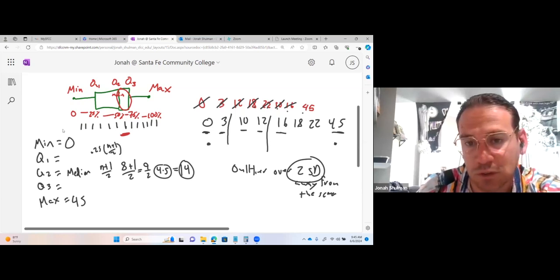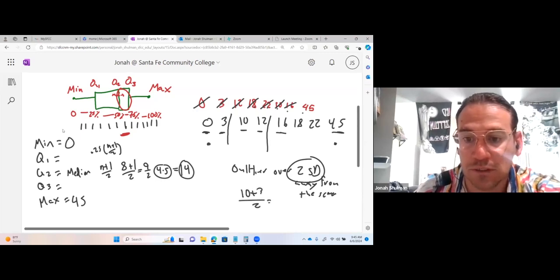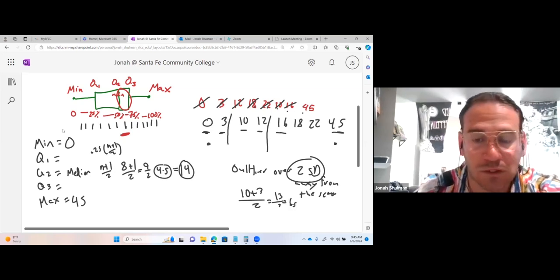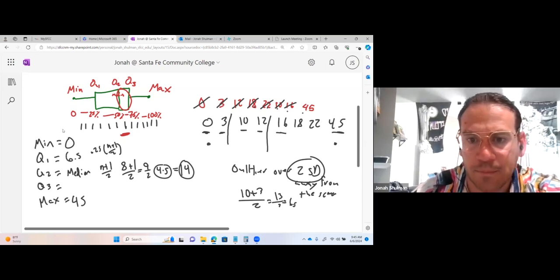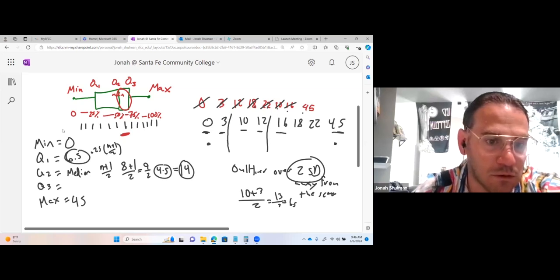But since it's such a small number, what's between 3 and 10? Well, 10 plus 3 is 13, and 13 cut in half is going to be what? 6.5. So we know it's going to be 6.5 here. And then our last one is Q3.